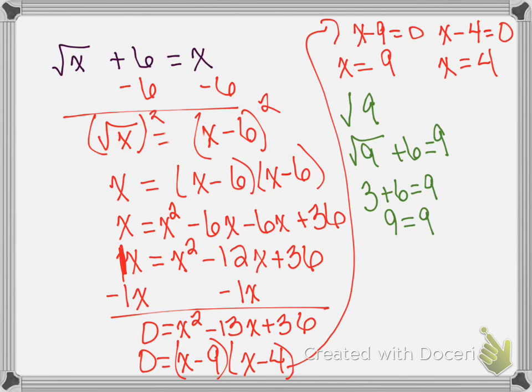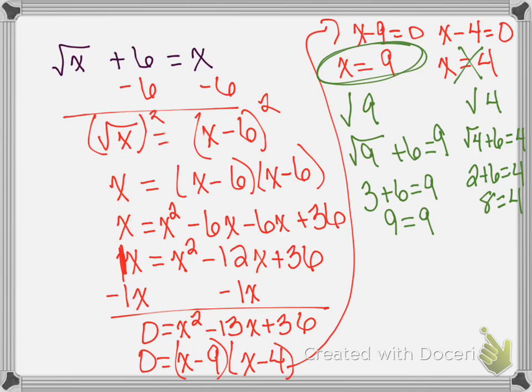Now I've got to check 4. Square root of 4 plus 6 equals 4. Square root of 4 is 2. 2 plus 6 is 8. So what's going on? It's wrong. Doesn't work. So I've got to throw this one out. My only solution is x equals 9. 4 is an extraneous solution.